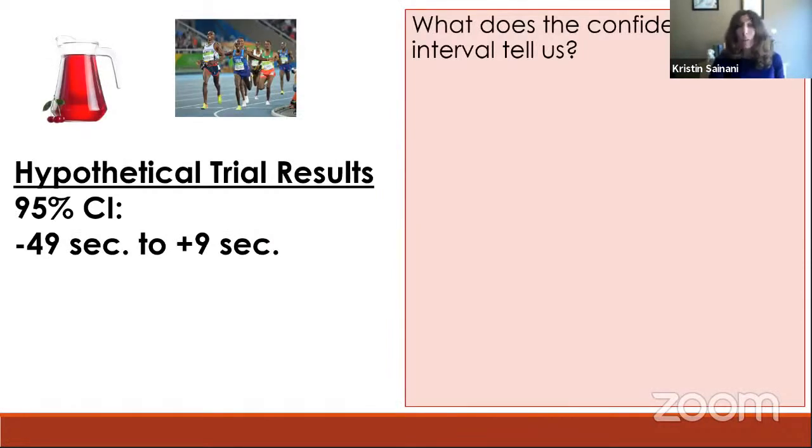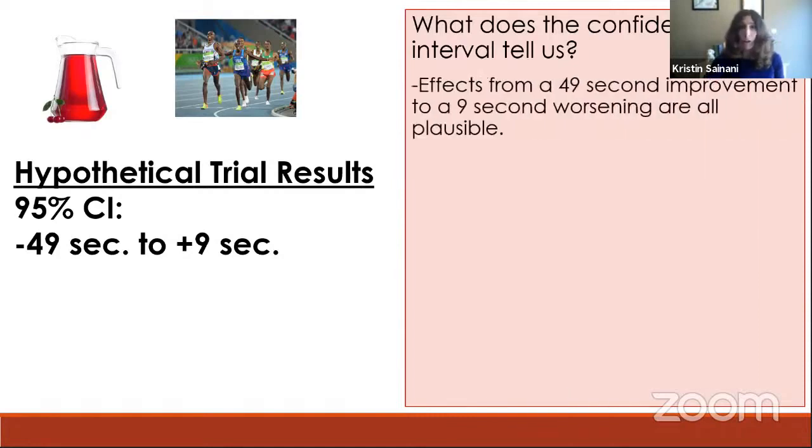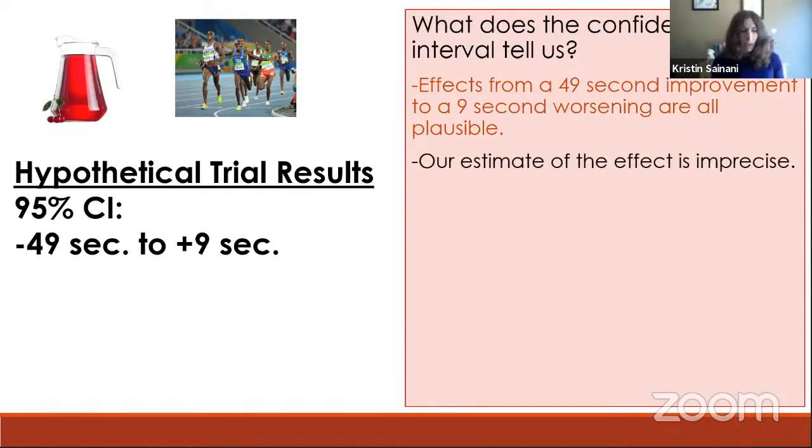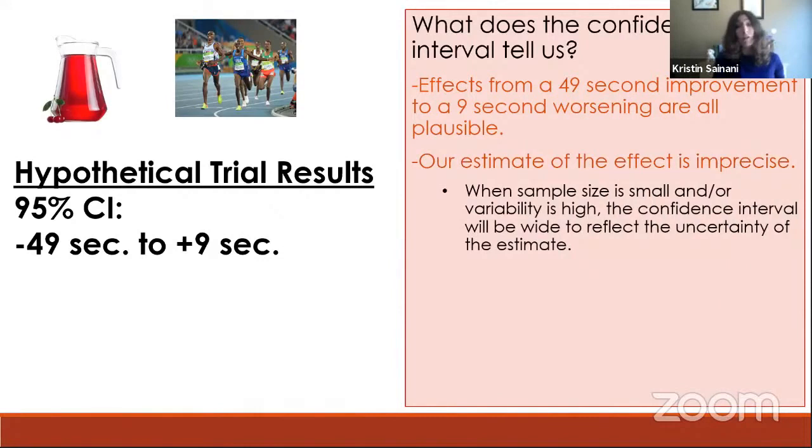So it tells us actually a number of things. You can get a lot of pieces of information out of the confidence interval. So for one thing, it tells us that effects anywhere from a 49-second improvement in running times all the way up to a 9-second worsening in running times, all of those effects are plausible effects. It also tells us something about how precisely we've estimated our effects. We have a really wide confidence interval here that reflects the fact that this is an imprecise estimate. And you're going to get imprecise estimates when the standard error is high, when sample size is small or variability is high.